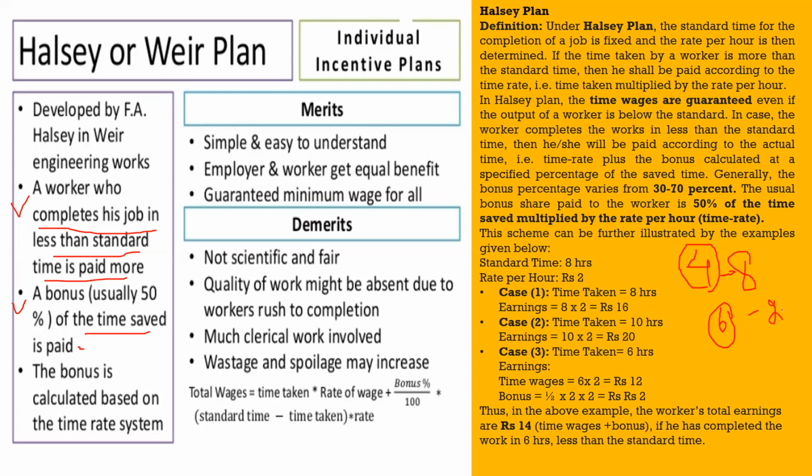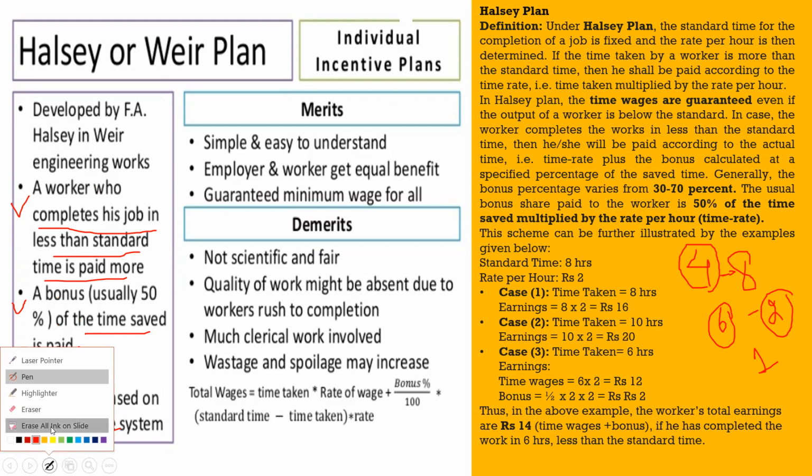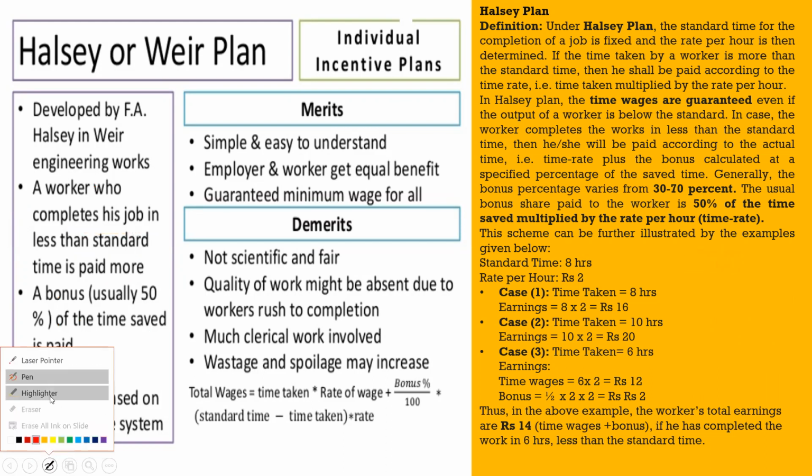So 50% of these 2 hours is 1, right? That much of a bonus will be paid to you for saving the time of an organization. That is how it works in the Halsey plan. The bonus is calculated based on the time rate system. I hope that you have understood what Halsey means here.